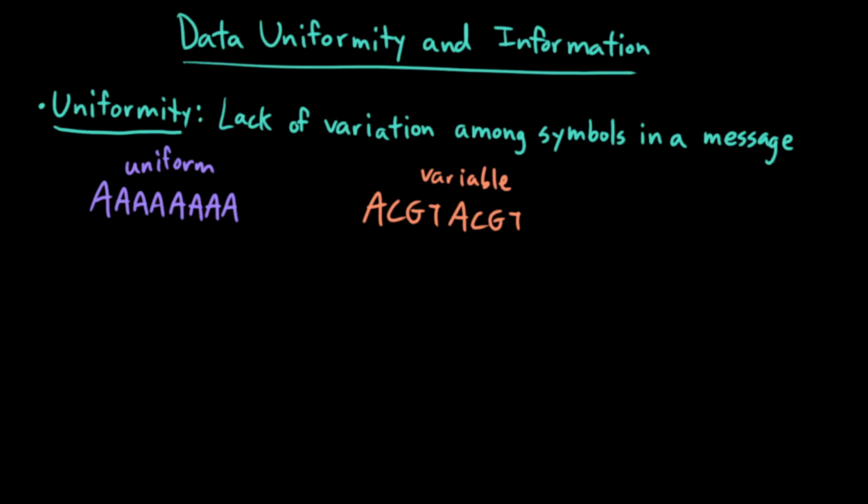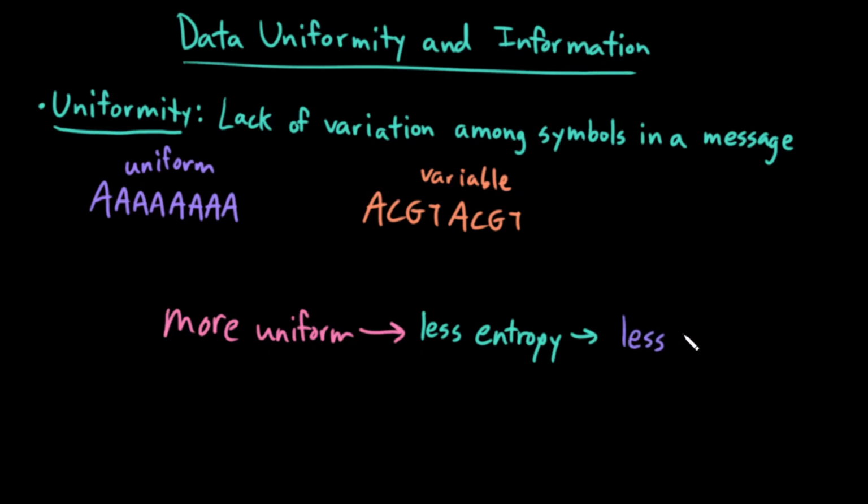So generally speaking, the more uniform the data, the less entropy. And if there's less entropy, that means that there's less information. So there's less information stored in this message than there is in this message.